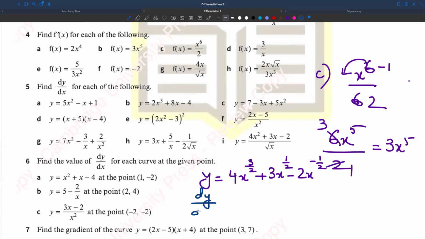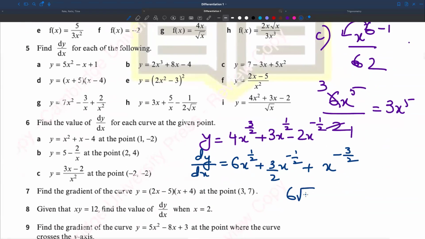Now the dy dx becomes easy because 3 upon 2 into 4 is 6. 6 x to the power 1 upon 2. This will become half into 3 is 3 upon 2 x to the power minus half. Minus half into minus 2 will become plus 1. And this will become minus 3 upon 2. And that's it. Done. Right? You can write your answer as root x plus 3 upon 2 root x and then plus 1 upon x to the power 3 upon 2.